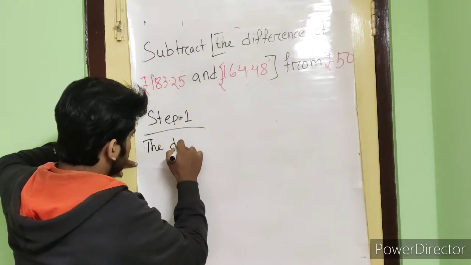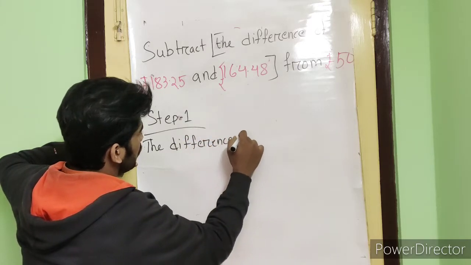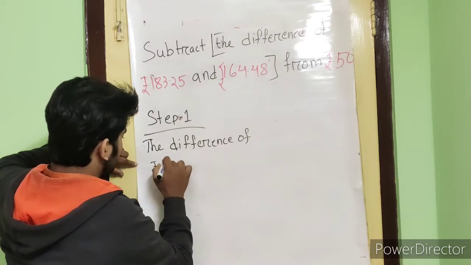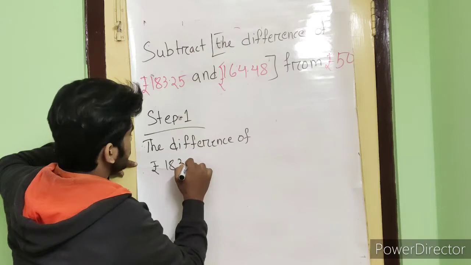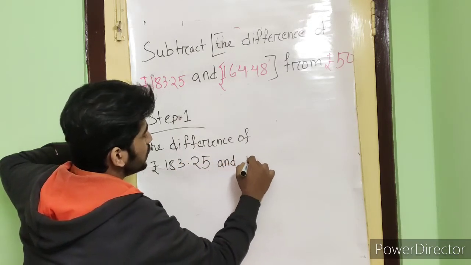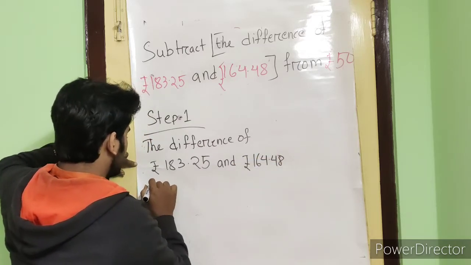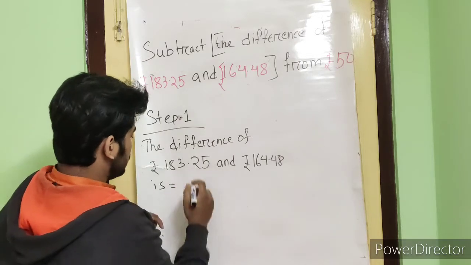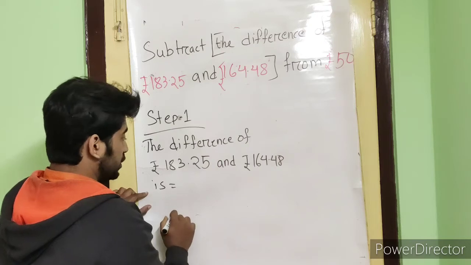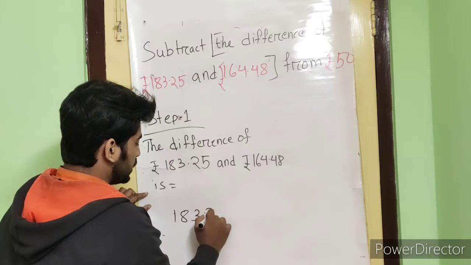The difference of rupees 183.25 and rupees 164.48 is equals to, you can write, the answer will be here, no doubt, but we need to do the calculation. So in rough portion you will do the calculation.